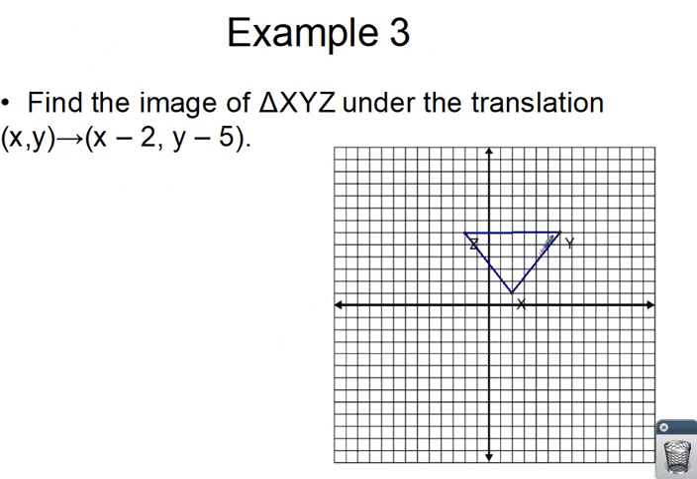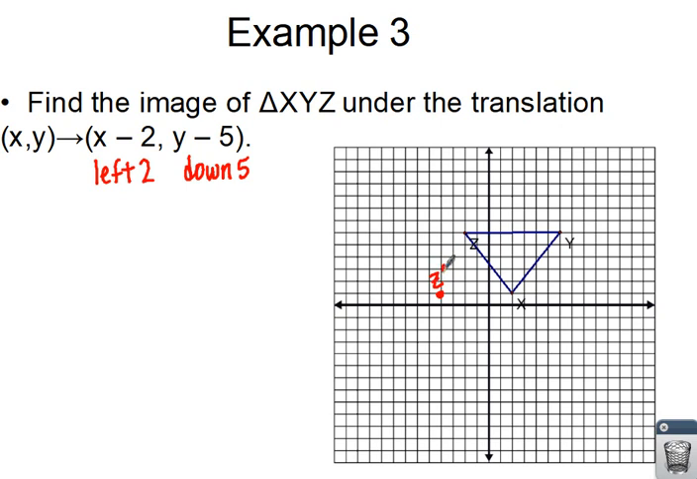Alright, so let's try this. We've got this triangle, and I want to find the image under this translation, x minus 2, y minus 5. This tells me that I go left 2 and down 5. So every point of the triangle, I'm going to go left 2 and down 5. So I'll start with Z. I'll go left 2 and then down 5.